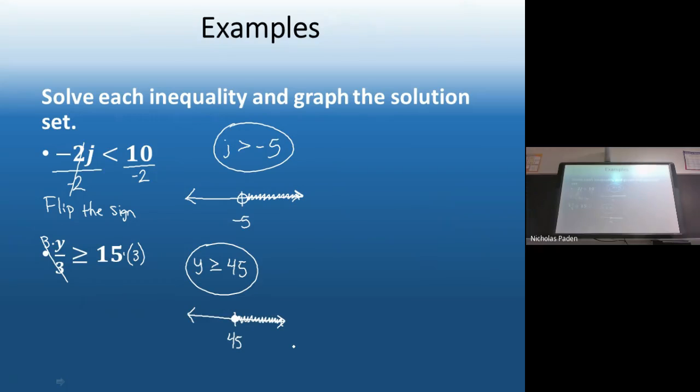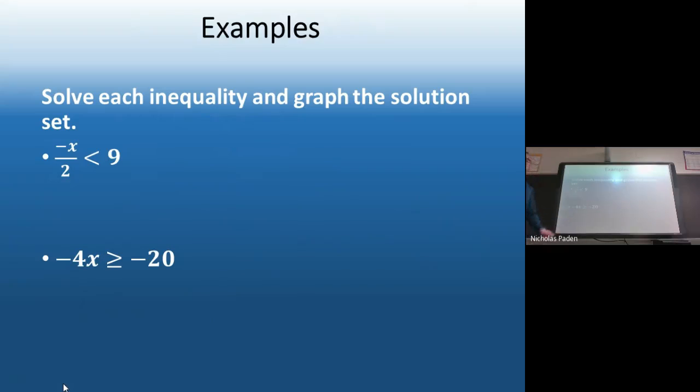Okay, so there's 2 more that are left. You all go ahead and do these 2 on your own. Solve it and graph the solution set. Pause the video and answer these 2.